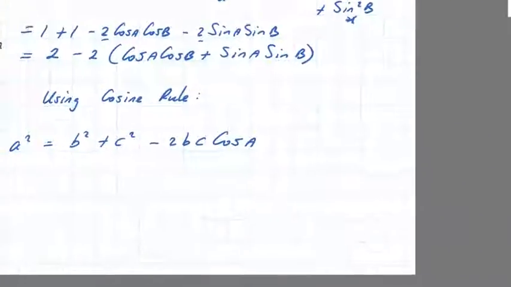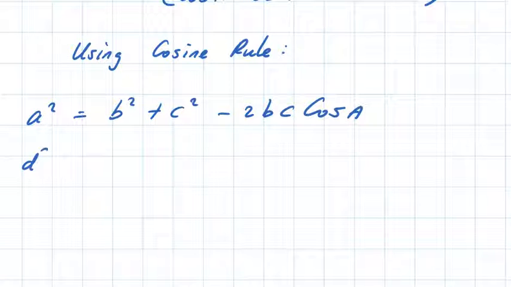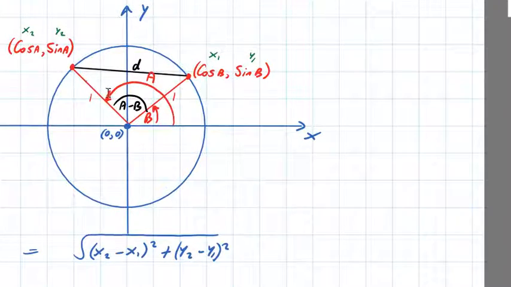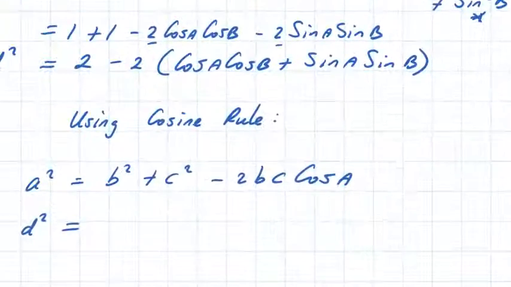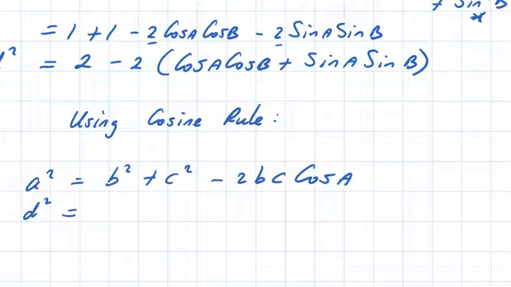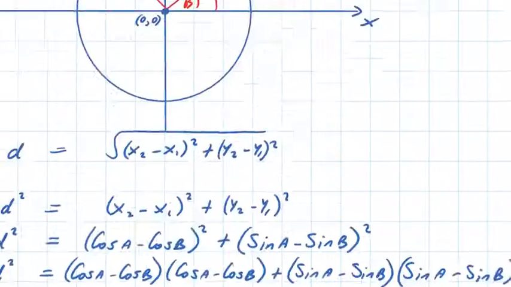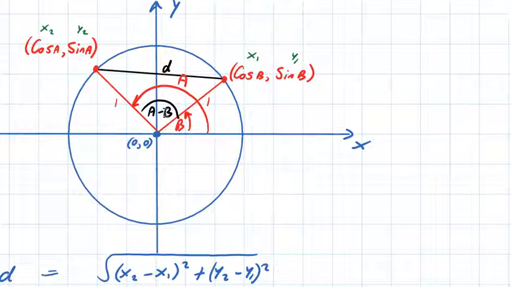So in this triangle, a is d. The distance we're looking for is d. So it's d squared is equal to b squared plus c squared, which are the other two sides squared. In our case, that's 1 and 1. It's a unit circle, so both of those other sides are 1 and 1. So d squared is equal to 1 squared plus 1 squared. And the rest of the formula is minus 2 times bc, which is 1 by 1, by the cos of the angle A, which is in between. The cos of the angle opposite the side a, in our case opposite the side d. And if you go back up, the angle opposite d is A minus B.